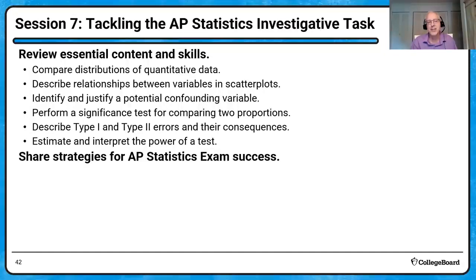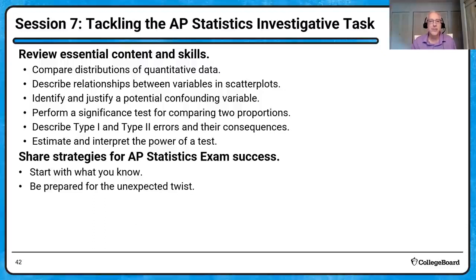Let's talk strategy. There were 5 specific strategies that we discussed before and during the session, starting with what you know. One or more parts of the question will be in your wheelhouse. Take advantage of those parts to earn as much credit as you can before you get to those other parts. And then speaking of those other parts, be prepared for that unexpected twist. You know it's coming. This is an outside the box question that's requiring you to transfer your understanding out into a different arena. So just be prepared for it and don't get intimidated by it.